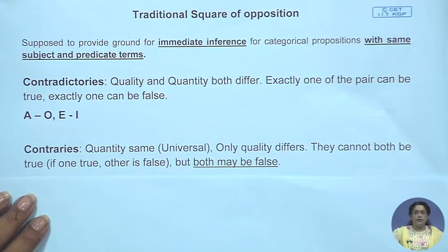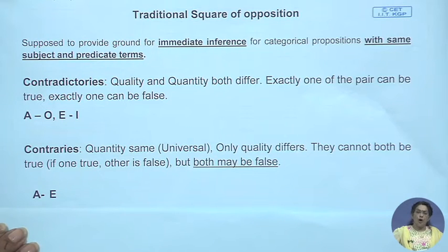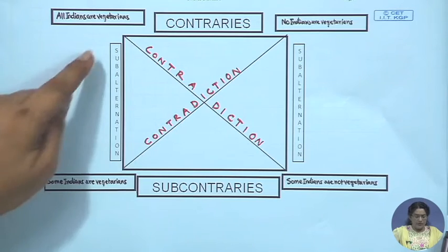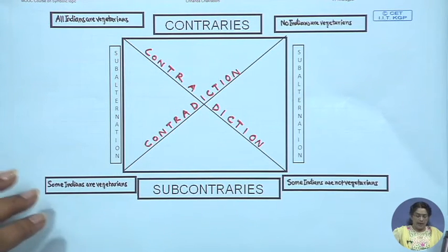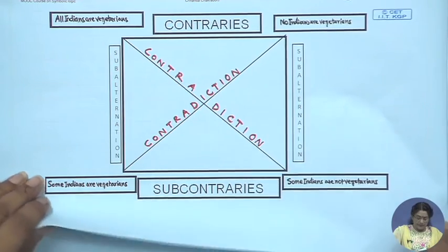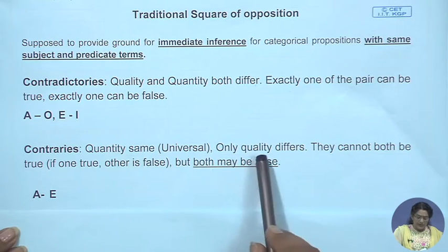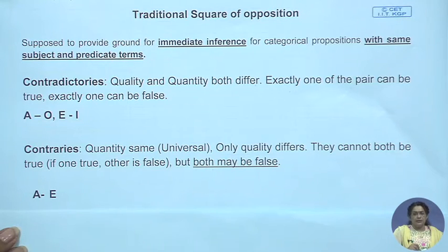Then comes the contraries. Let us take a look. Who are the contraries? The contraries, if you remember, on top of the square of opposition, we had A and E. Let us bring the picture back. So, these are the contraries. You have the A and the E as contraries. The I and O are sub-contraries. We will come there later. But first the contraries. Notice that among the contraries, the quantity is the same. Between A and E, both are universals, right? So, quantity is the same. What is different is the quality. If one is affirmative, the other one is negative.